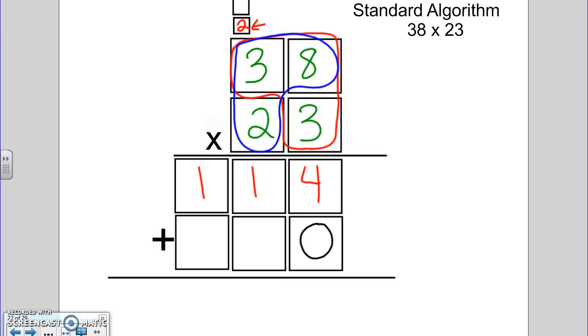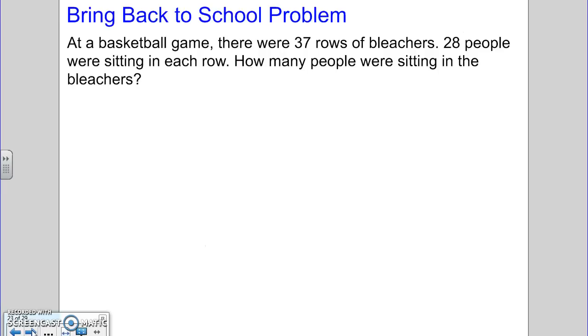Now we're going to do 8 times 2, which is 16. We're going to put our 6 and carry our 1. Now remember, I like to cross out what I've already used so I will not get confused. Now 3 times 2 is 6. We can't forget our 1. So 6 plus 1 is 7. Now that we have our 2 partial products, let's add them up. 4 plus 0 is 4. 1 plus 6 is 7. And 1 plus 7 is 8. Our answer is 874.